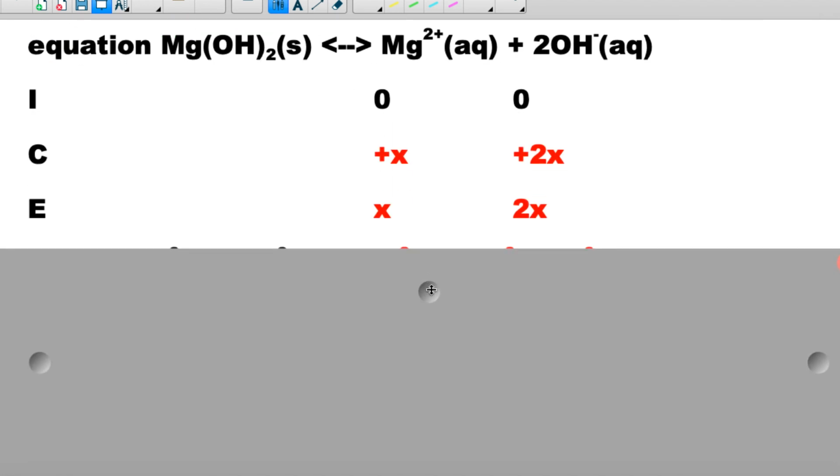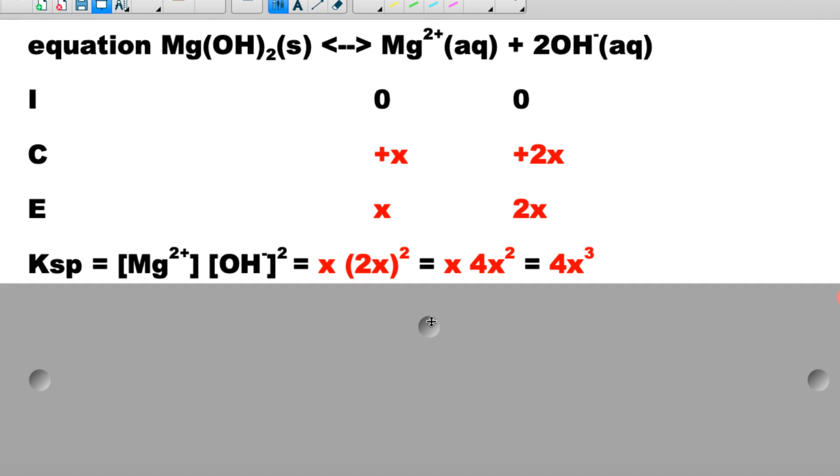And then all we have to do is plug in and solve. The Ksp expression is going to be the magnesium ion concentration times the OH concentration squared.